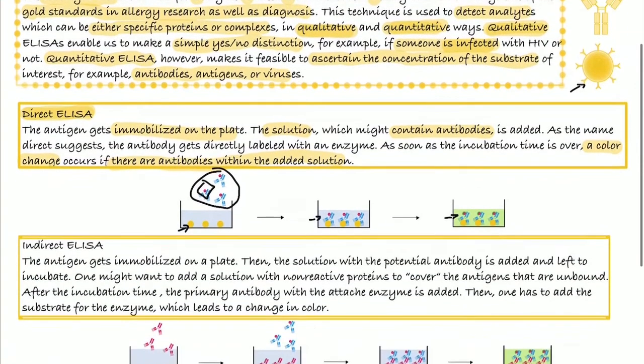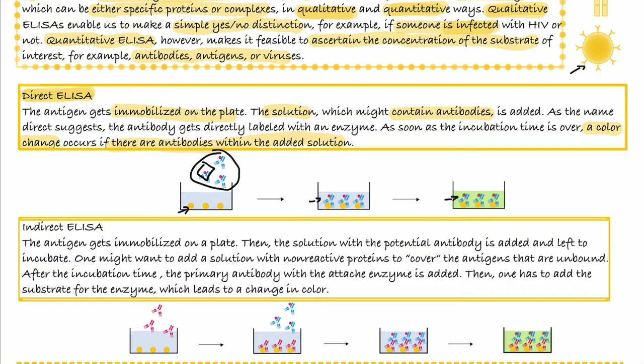Now about indirect. The principle is the same. So again, the antigen is immobilized on the plate, and then the solution that might contain antibodies is added, and they are incubated. In general, you might want to add a solution with non-reactive proteins to cover the antigens that are unbound. And after this incubation time, you have to add a so-called primary antibody, which has an enzyme attached to it. And then we add the substrate for the enzyme, and this then leads to a color change.